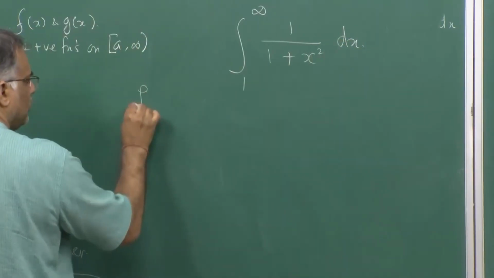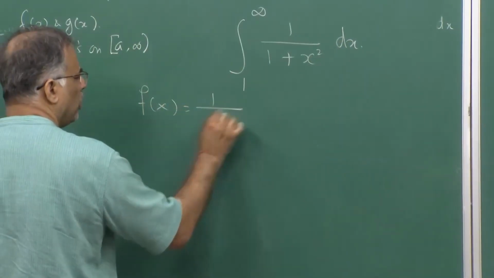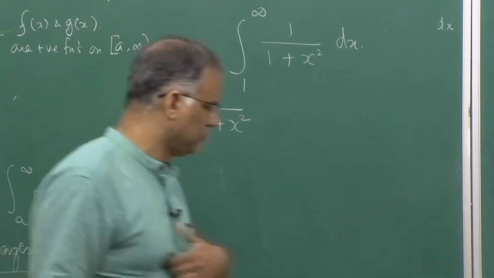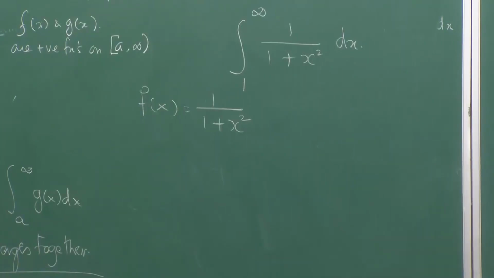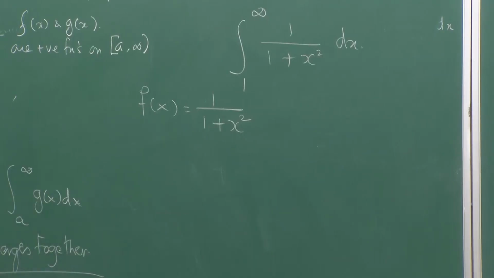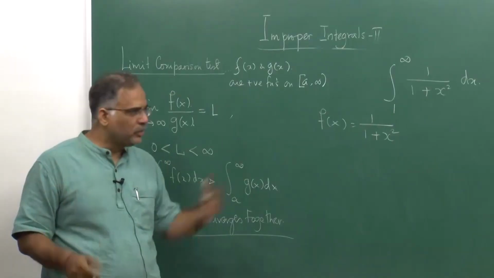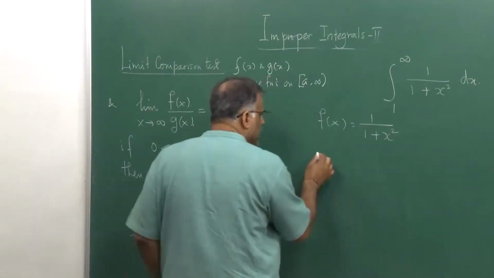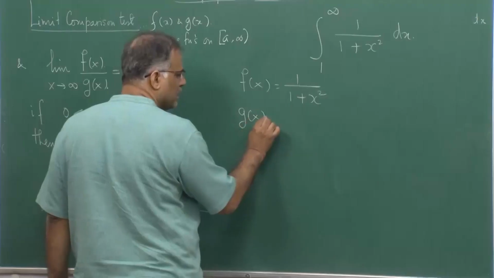So, your f(x) is equal to this, which is obviously continuous on 1 to infinity. What we know is that x square is less than or equal to 1 plus x square, because this is positive. So, 1 by 1 plus x square is less than or equal to 1 by x square. By the comparison test also you can prove that. So 1 by x square could be my g(x). Suppose I choose g(x) equal to 1 by x square.